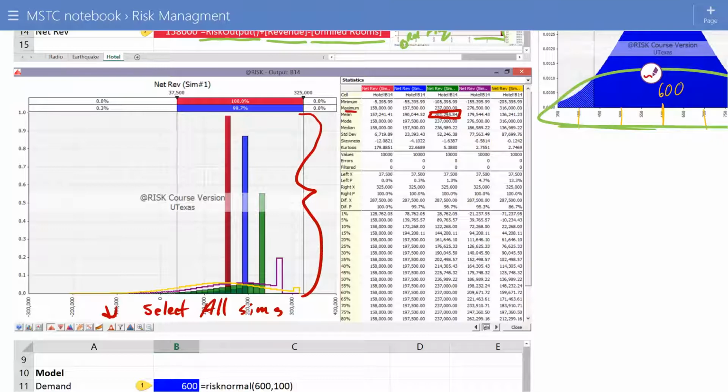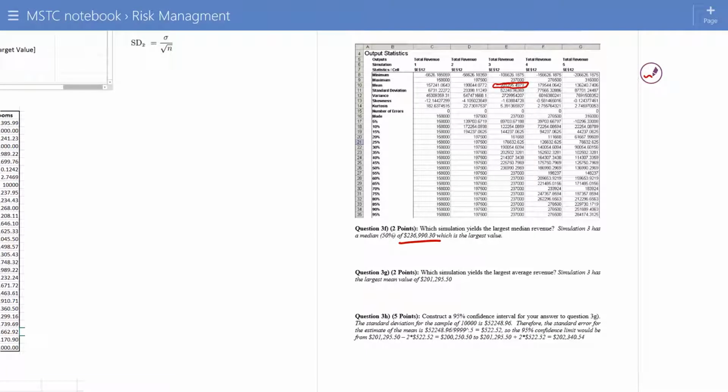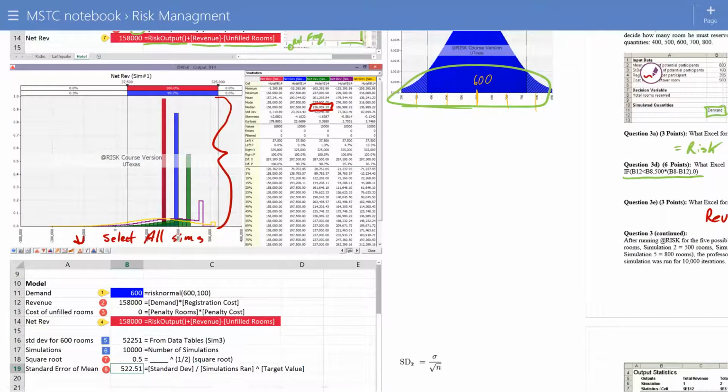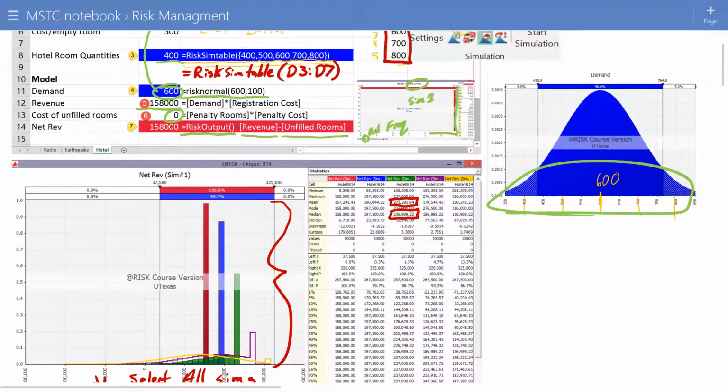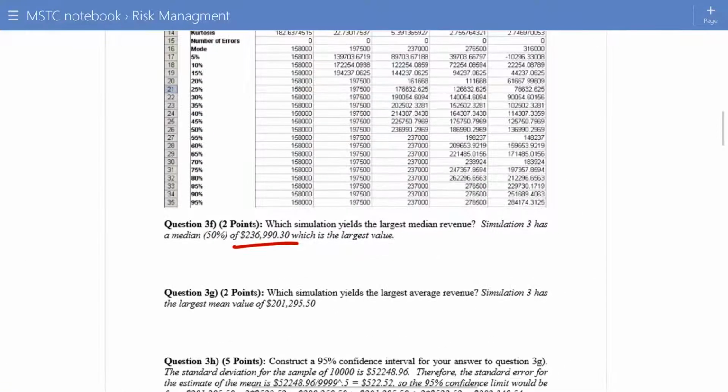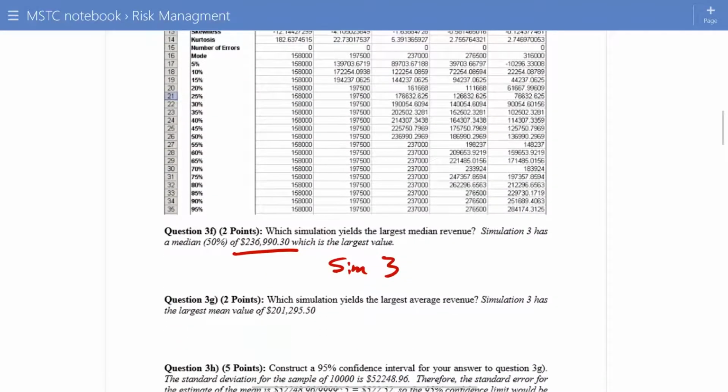So you're looking for the highest median revenue, and that is $236,989, or $236,990. So I'm off by $1 or so, but that's pretty accurate. The next question is what yields the largest average revenue, and that's that 201 that we're talking about right here. And so you have Sim 3, with the largest mean value of 201,295.50.